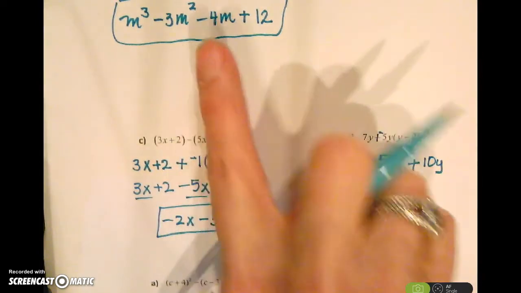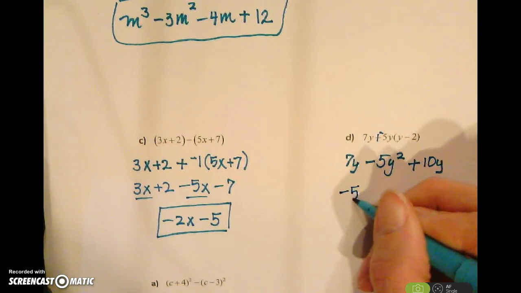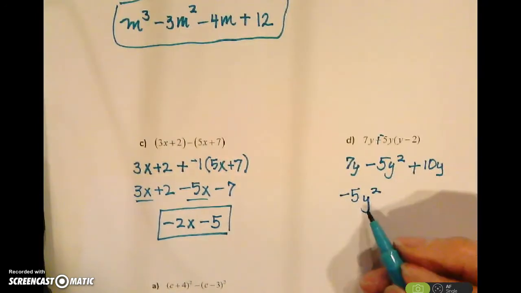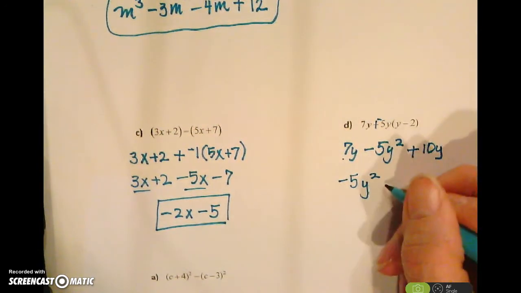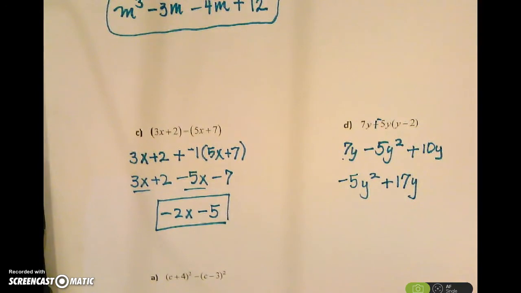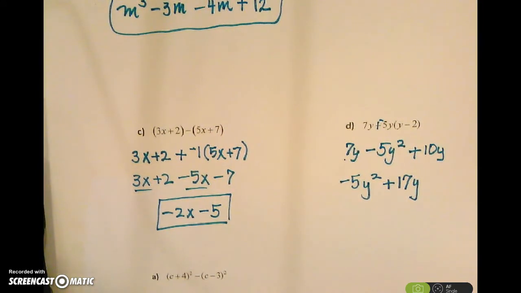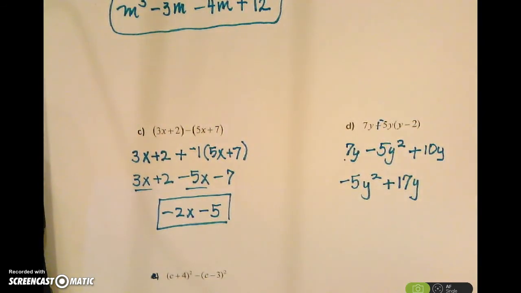All the others have been kind of naturally there, but I want to put it in descending order, so I'm going to put my minus 5y to the second in the first left spot. And then I have the 7y plus 10y, which is plus 17y. And we'll finish up these B and, does that look like an A down there? We'll call this an E next class.